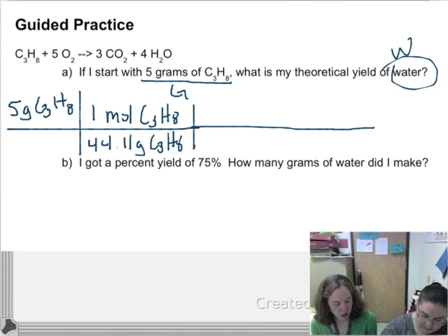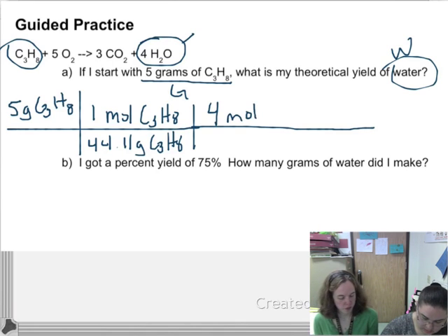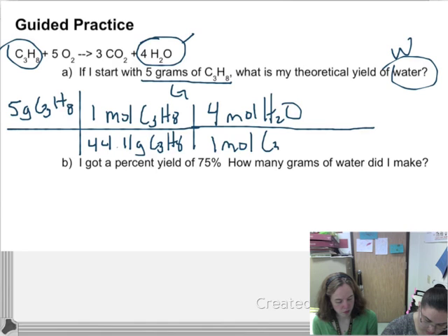So what are we going to use? My molar ratio is going to be between these two. I want water, so it goes on top. So I've got 4 moles of H2O over 1 mole of C3H8. And my last step is going to be getting to mass of water, because theoretical yield always has to be mass. Always going to grams.